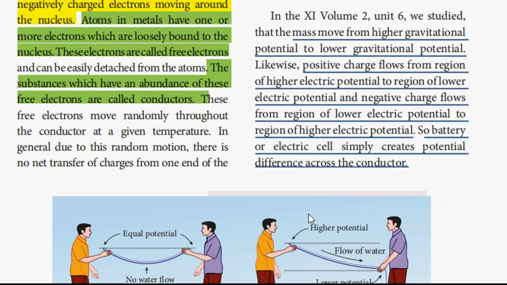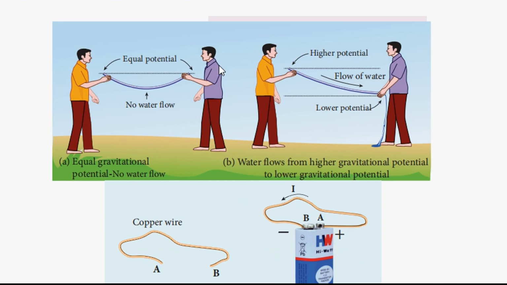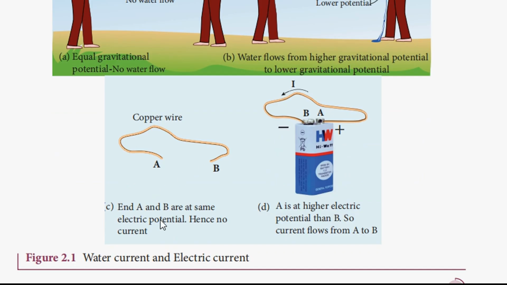in this figure. You see, with equal gravitational potential, there is no water flow here. Whereas here water will flow from higher gravitational potential to the lower gravitational potential. In the same way, electric current will also flow from the higher potential to lower potential as shown in this diagram.